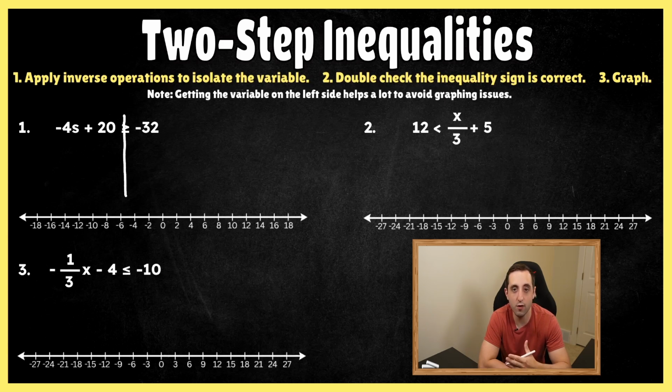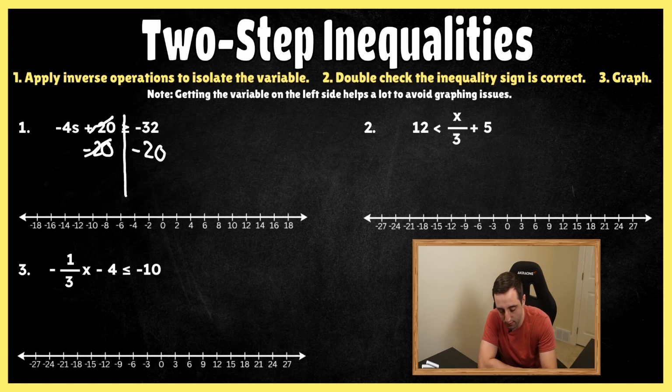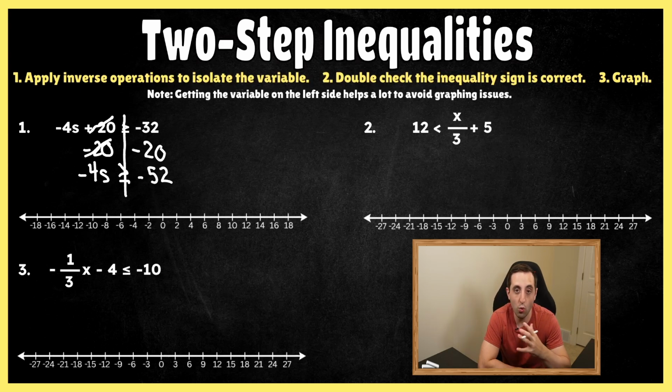Well, we have to do the inverse, which is step one. Apply inverse operations to isolate the variable. So instead of adding by 20, let's go ahead and subtract both sides by 20, because that's going to eliminate that on the left side and get us closer to isolating that variable. So 20 minus 20, those are inverses or opposites, and we're left with negative 4s is greater than or equal to negative 52.